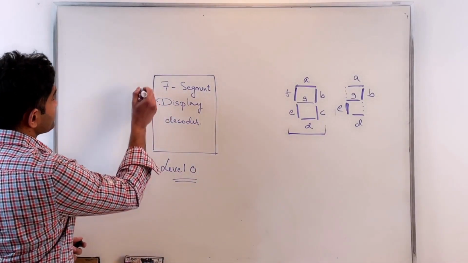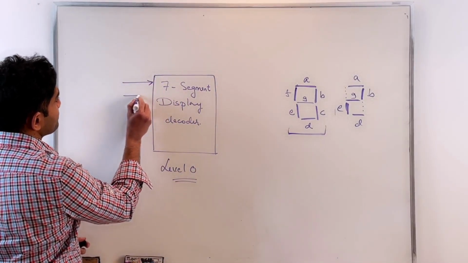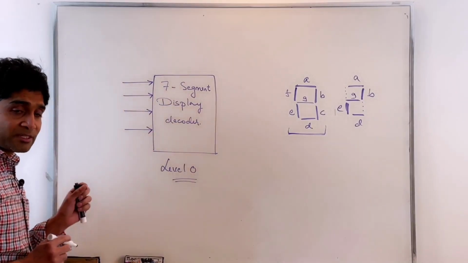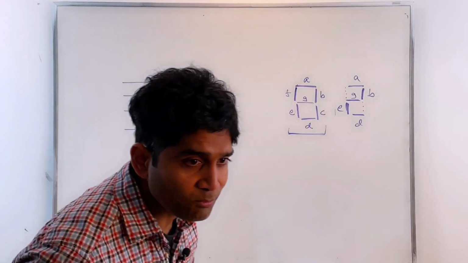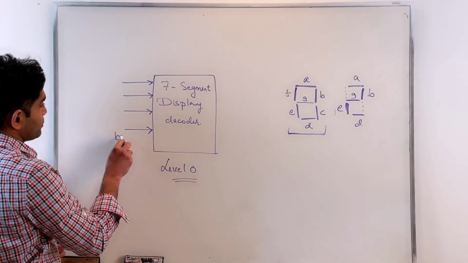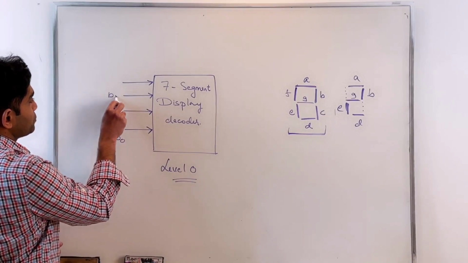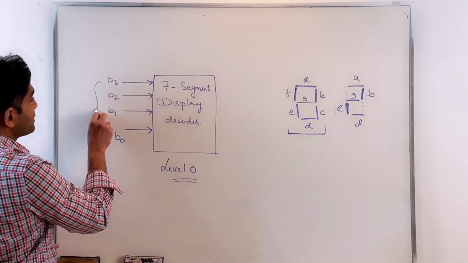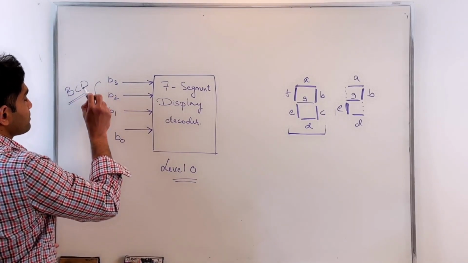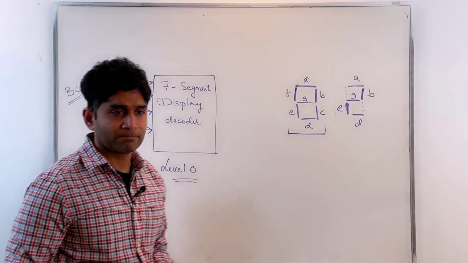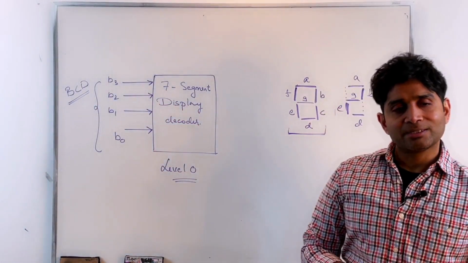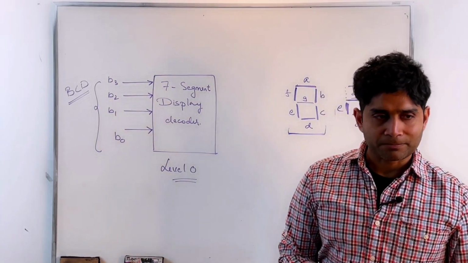So I have 4 inputs. That's the right answer. I'm trying to display a decimal digit, right? Binary coded decimal value. So B0, B1, B2, B3, representing a binary coded decimal value, a single decimal digit expressed as a binary coded decimal value.